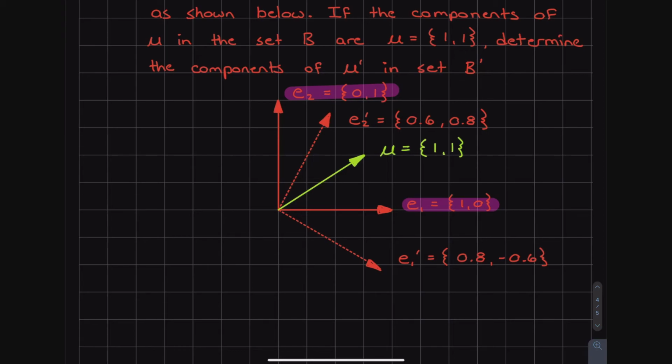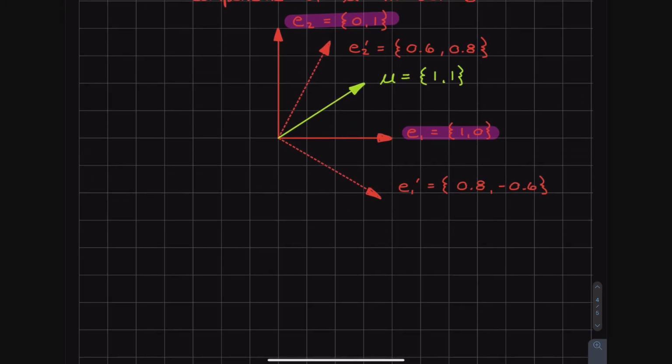But this one's a little bit different. In this question, they don't give us an angle theta, and they say, well, the new basis, E1 prime, is equal to 0.8, comma, negative 0.6. And E2 prime is equal to 0.6 and 0.8. And it wants us to do the same thing as before, or what are the components of U prime in this new basis set?